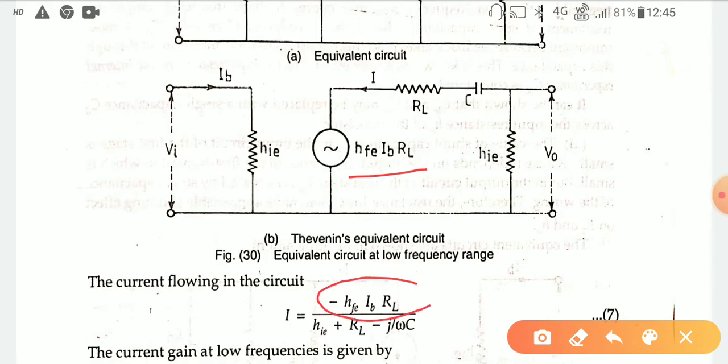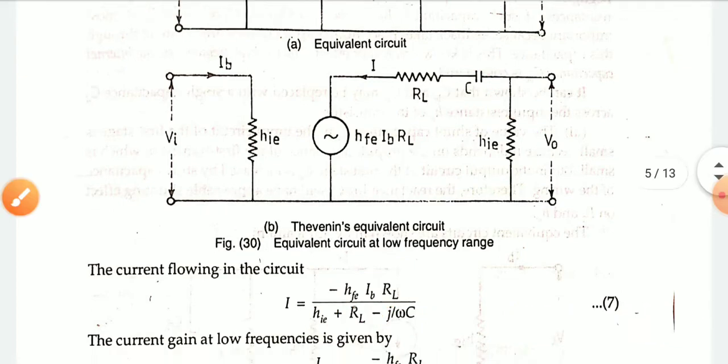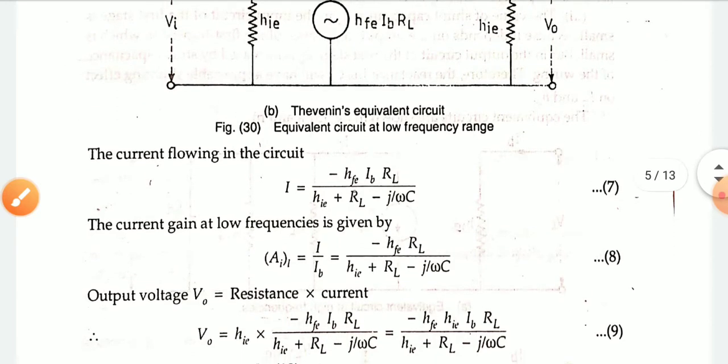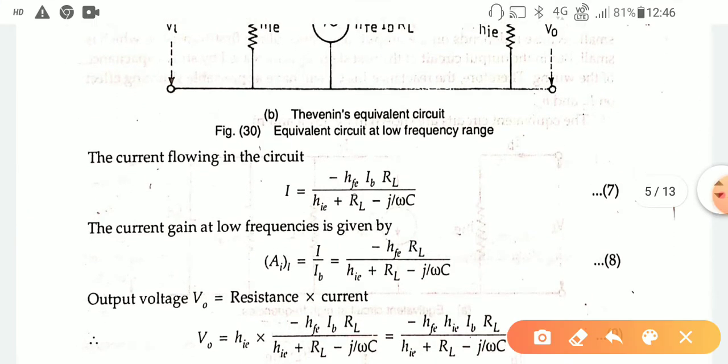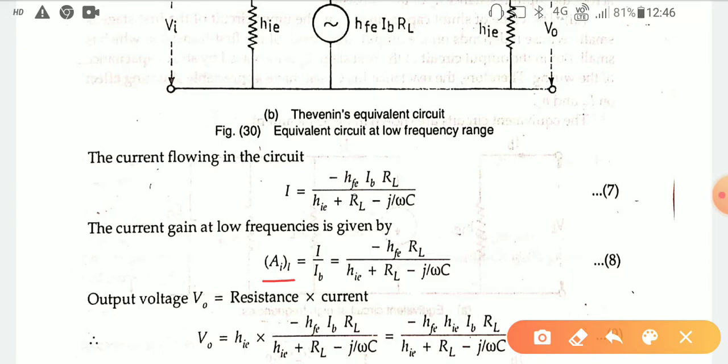So you just put this value, and then the voltage across RL will be RL into I. So this is RL, this is j by omega C due to the capacitor, and hi is this section. So the current is defined by this value. The same process you can apply to get the value for the low frequency. So this will be defined as the output current I by IB, and this value will ultimately come as this one.